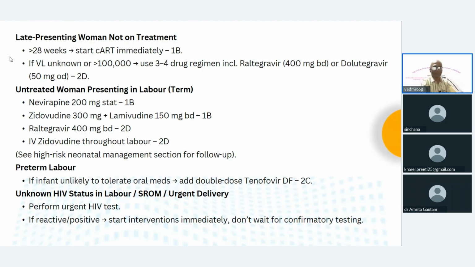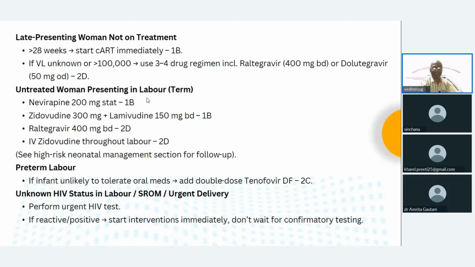They may give you the scenario: she is a late booker. She is booking late, after 28 weeks. So your action will be to start CART immediately. If the viral load is more than 1 lakh, then go for a 3 or 4 drug regimen, one of which has to be an integrase inhibitor. If you are using raltegravir, then 400 BD, and if you are using dolutegravir, then 50 milligram OD. Obviously, dolutegravir cannot be used in the early 6 weeks, and she is presenting at 28 weeks, so dolutegravir can be used at 28 weeks.